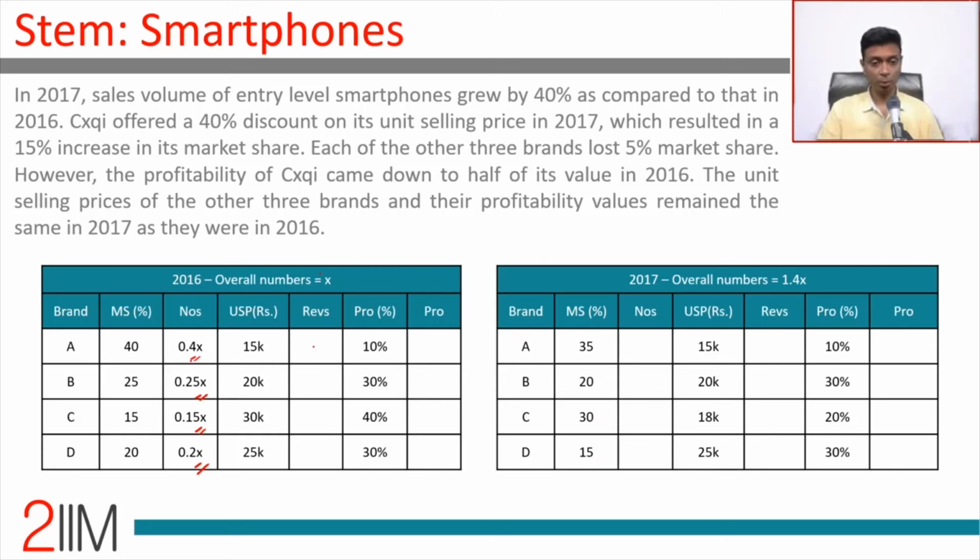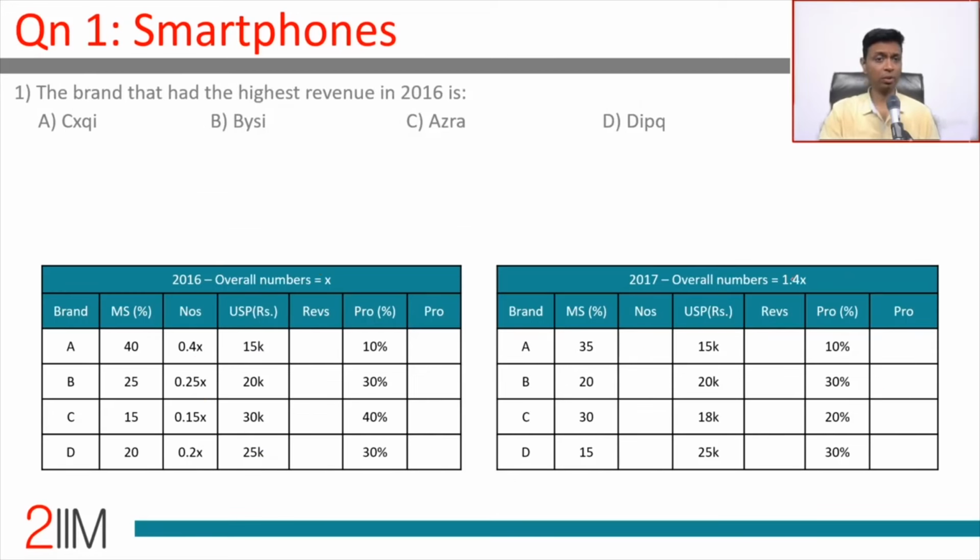Revenues would be 0.4X into 15K. I'm writing 15,000 as 15K. Then 0.25X into 20K, 0.15X into 30K, 0.2X into 25K. Fine. We can find these numbers and complete everything and just solve the answer. But I'm going to go step by step, question by question. Maybe we'll need to fill all the numbers, maybe we won't need to. Let's go step by step and look at the questions.